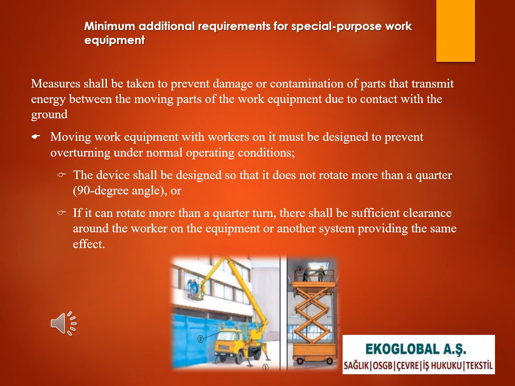Measures shall be taken to prevent damage or contamination of parts that transmit energy between the moving parts of the work equipment due to contact with the ground. Moving work equipment with workers on it must be designed to prevent overturning under normal operating conditions. The device shall be designed so that it does not rotate more than a quarter turn, 90 degrees, or, if it can rotate more than a quarter turn, there shall be sufficient clearance around the worker on the equipment or another system providing the same effect.